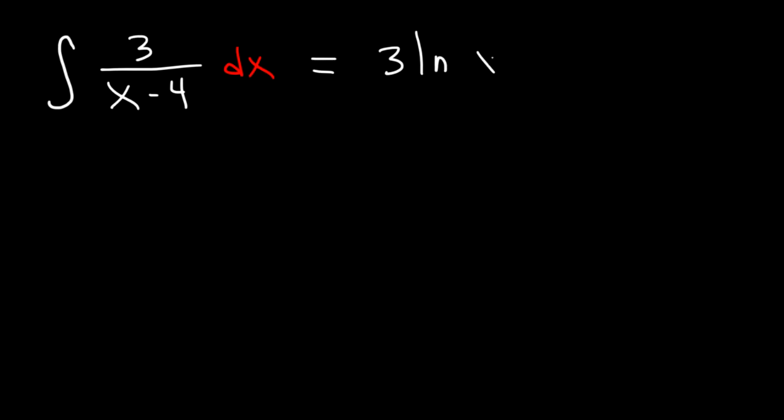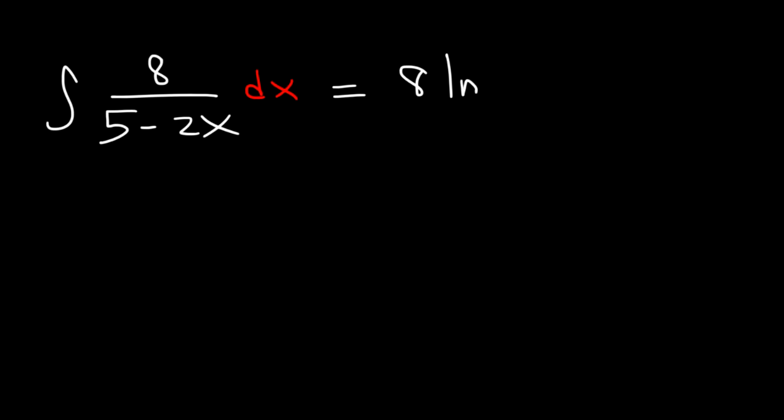Now how about this one? The antiderivative of 3 over x minus 4 dx. What is this equal to? It turns out this is going to be 3 times the natural log of x minus 4 plus c. So 1 over x minus 4 is ln x minus 4. And because you have the 3 on top, simply multiply that answer by 3. And you can use u-substitution to prove it.